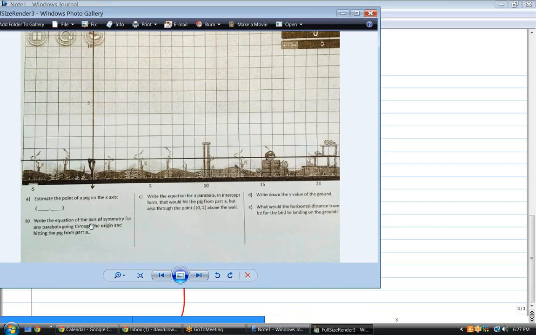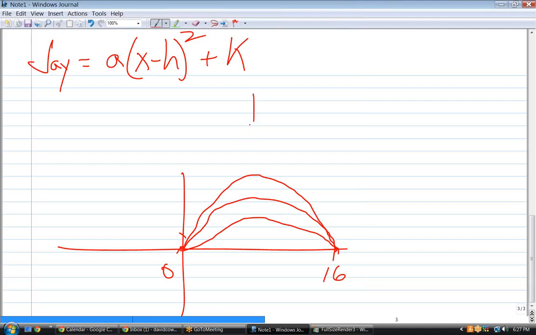Hold on, let's see. Write the equation for the axis of symmetry. The axis of symmetry is the one that goes right through the vertex of all three of those. So what's the equation of that dotted line? X equals, I don't know yet. Well, look at my graph. It's halfway between the origin and 16, so 8? Yeah. No matter which of those paths the pig took, its vertex is going to be halfway between where it took off from and where it landed.